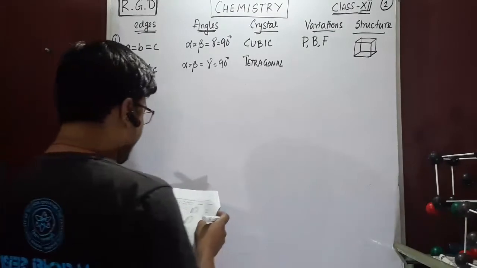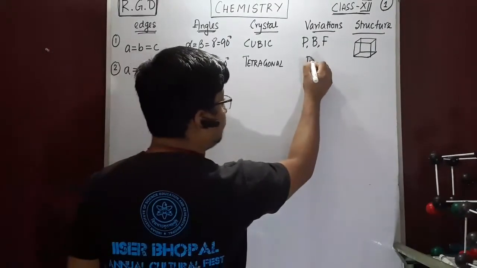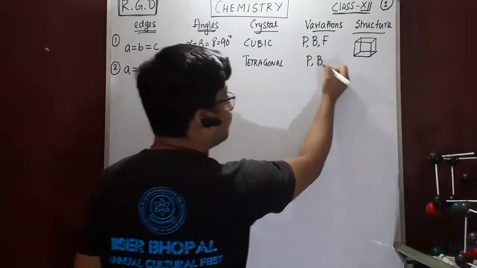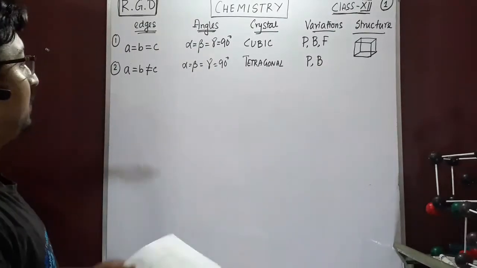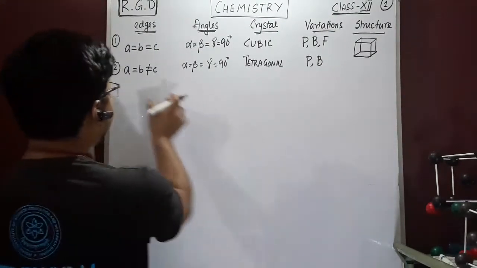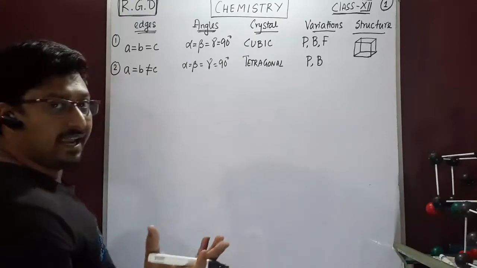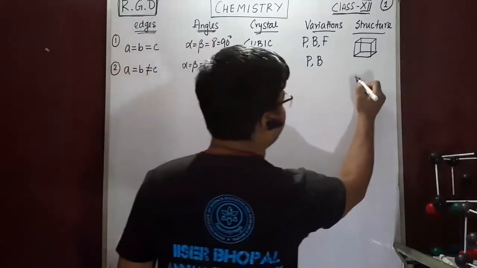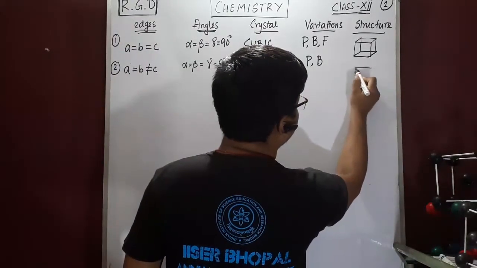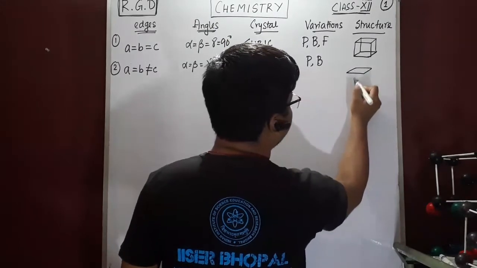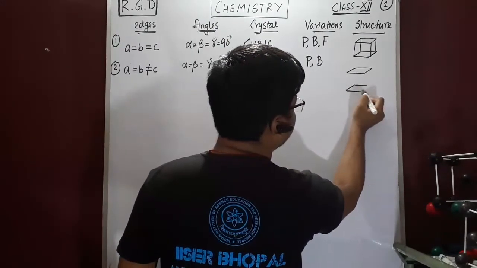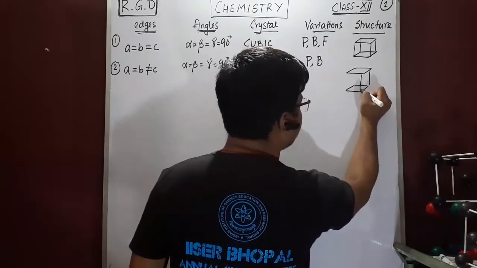So what variations can it have? It can attain only primitive and body centered. So how does it look? See, a equal to b means it can have a square base. Definitely it will have a square base. So just join.